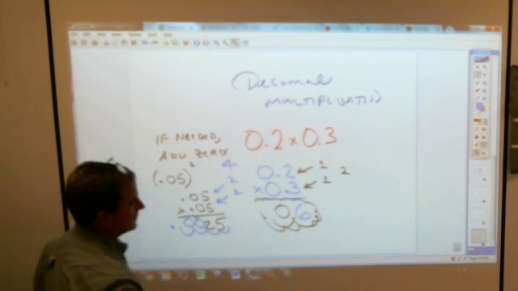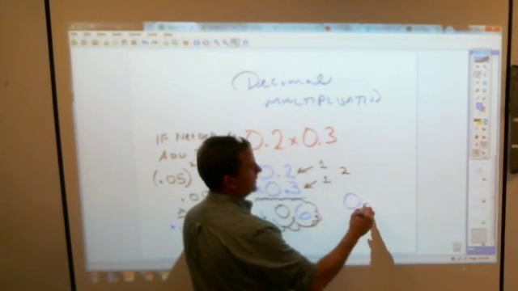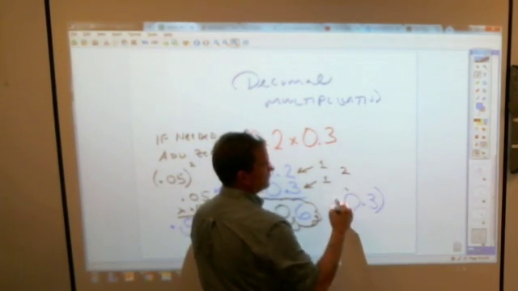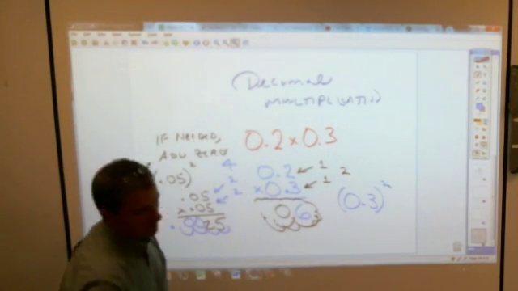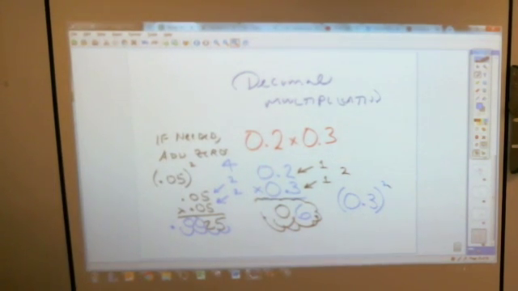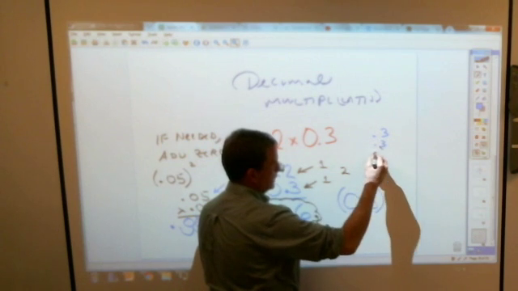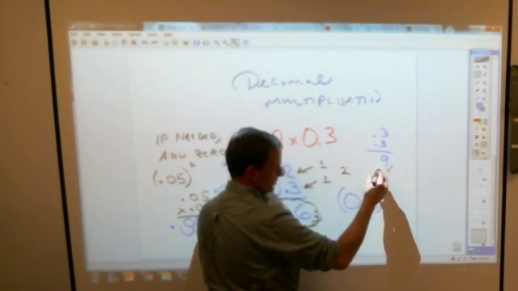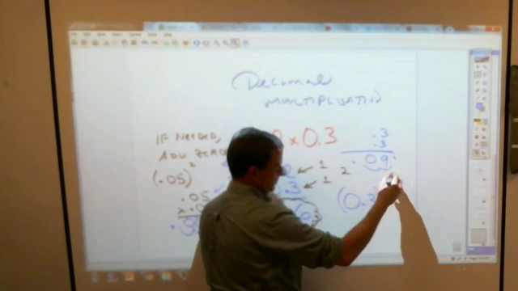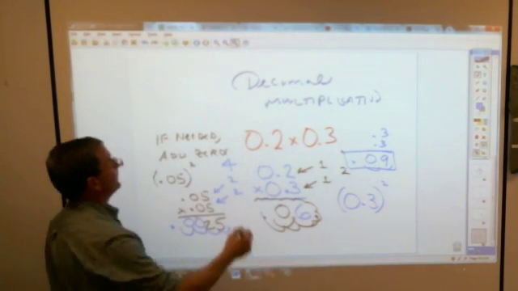One more. How about this? What is 0.3 squared? Chloe. 0.09. Correct, 0.09, because it's 0.3 times 0.3. You do get 9, but there's 2 decimal places, so you got to go back 2 places. Got it, good.